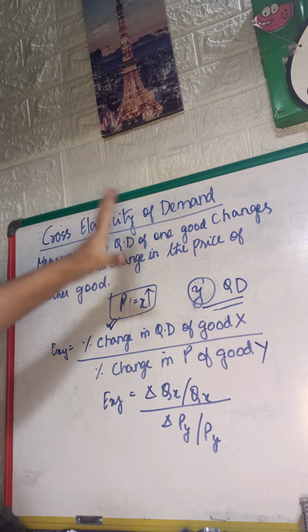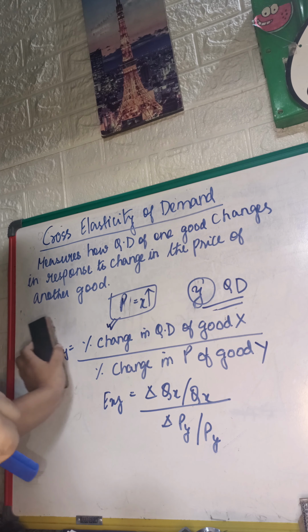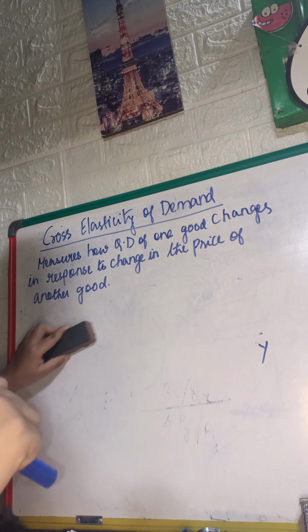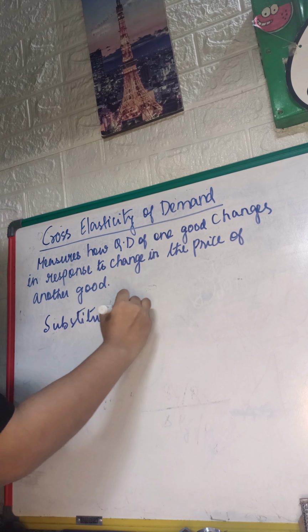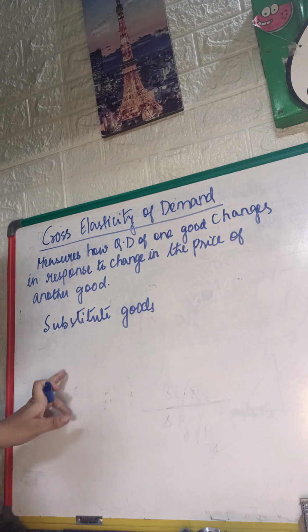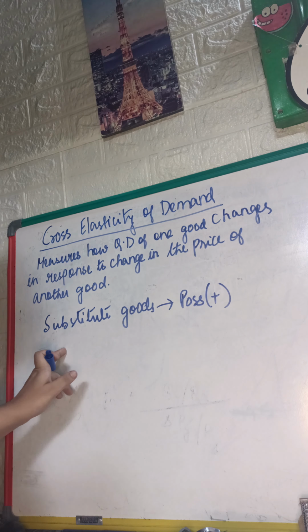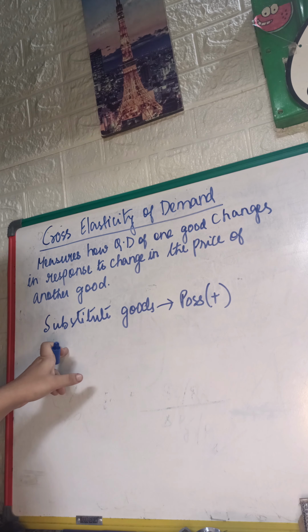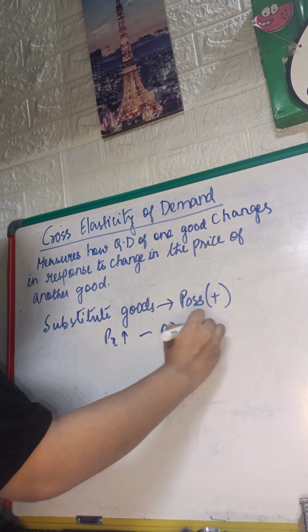When we look at cross elasticity of demand for substitute goods, in the case of substitute goods, the cross elasticity of demand is positive. Remember, because when the price of one good increases, the quantity demanded for the other good will increase. If the price of X increases, the quantity demanded for Y will increase. So there will be a positive relation.